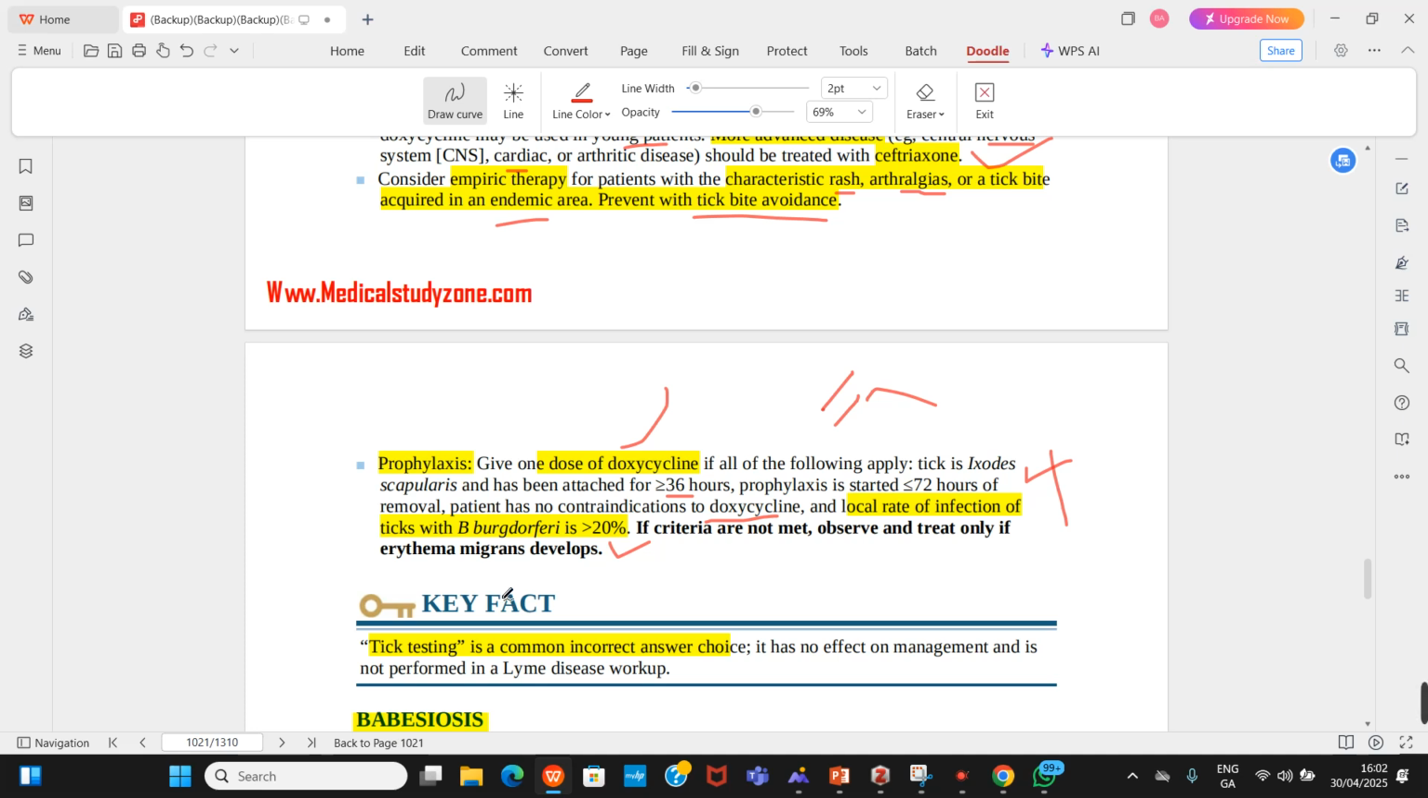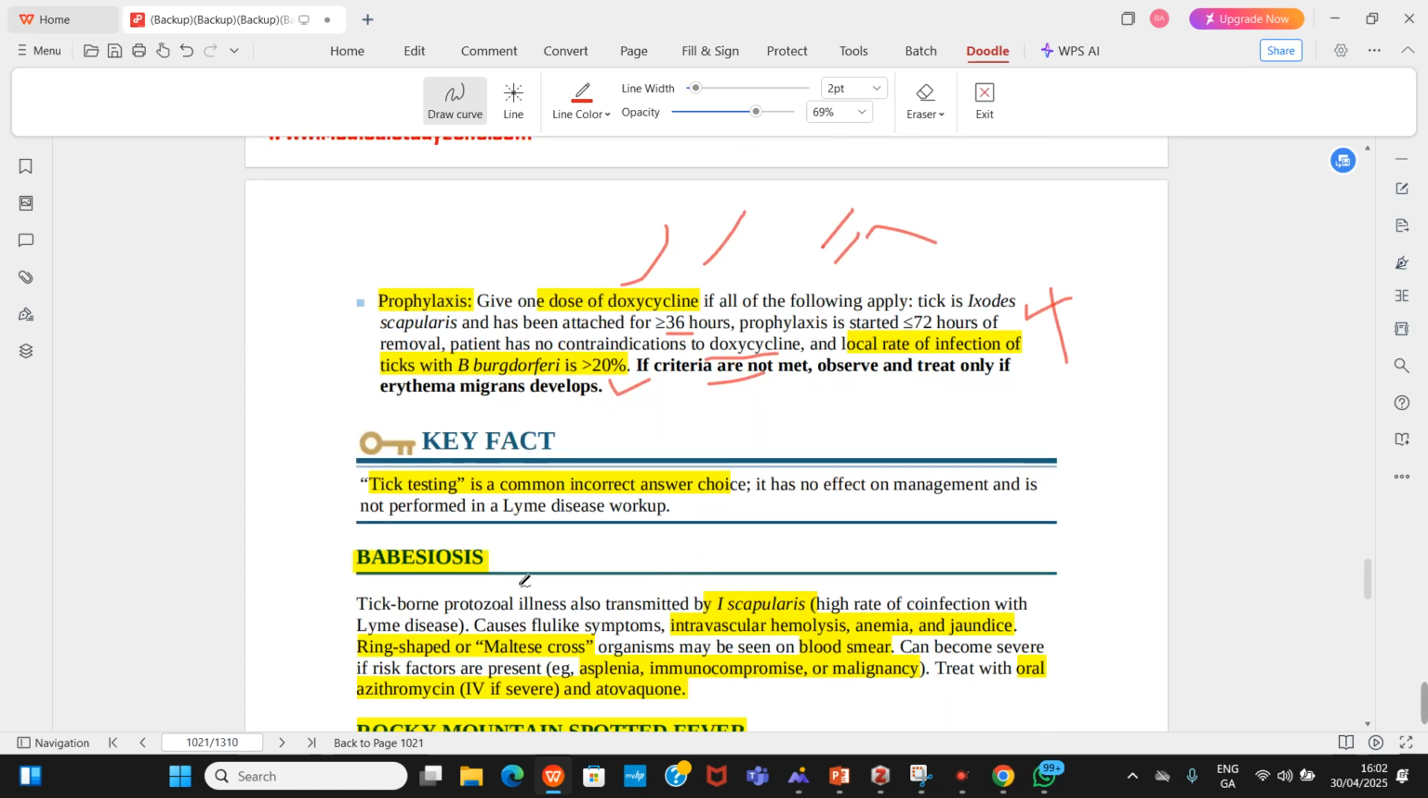Just wait. So if the person has been in that area for like 12 hours, and the person went to the bush where they have ticks, and has just been there for 12 hours, the criteria have not been met. So you have to observe that person. Let's see, is this person going to develop erythema migrans? If the person develops it, give your doxy.